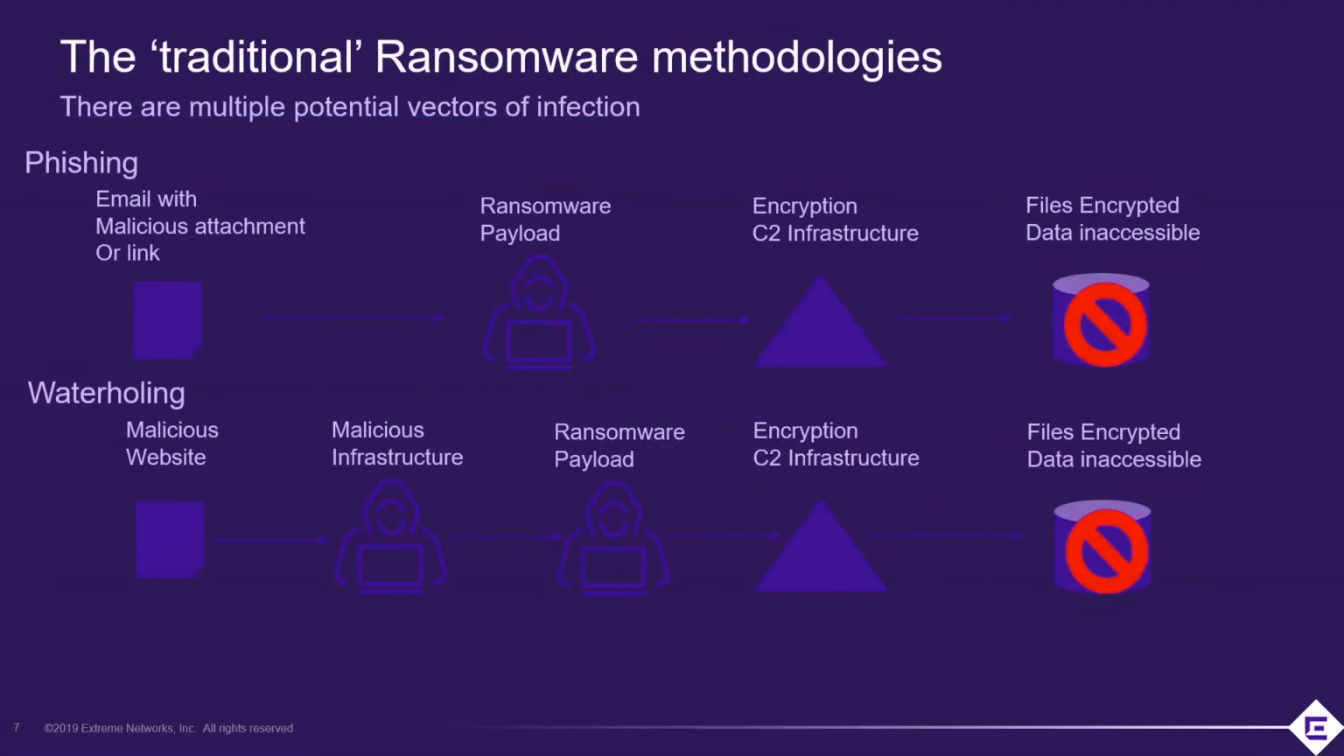Now, before we talk about this new IoT threat, let's talk about the traditional ransomware methodologies. You have phishing and water holing. Those are basically the two methods. And note how both of them require a human to do something. They either have to click on an email with a malicious link or attachment, or they go to a malicious website and actually visit that site. So either way, I have to coerce the human to do something.